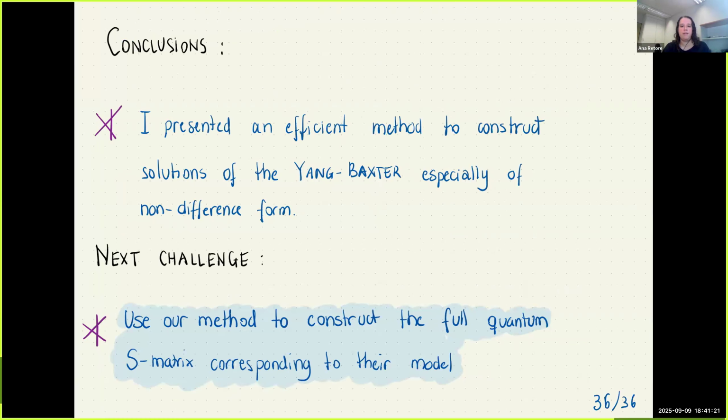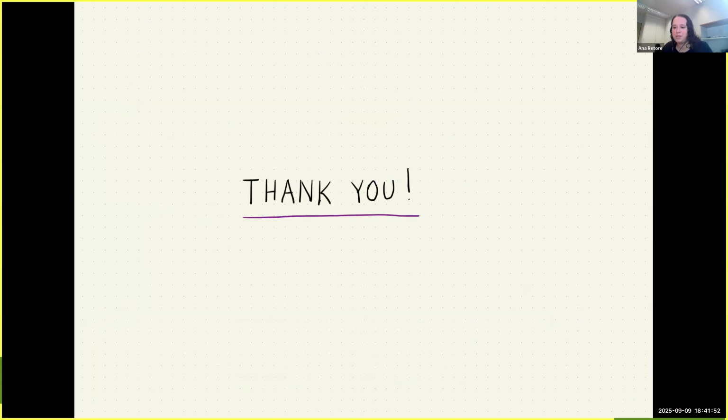Okay, so I presented an efficient method to construct solutions of the Yang-Baxter equation, especially for non-difference form. Now we can use it for other setups. In particular, I'm very interested in constructing the full quantum S matrix for the sigma model I showed you. But also to figure out whether that other one comes from a different elliptic deformation of a sigma model that we don't know yet how to construct. Thank you very much for your attention.